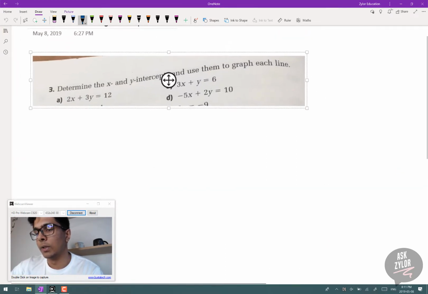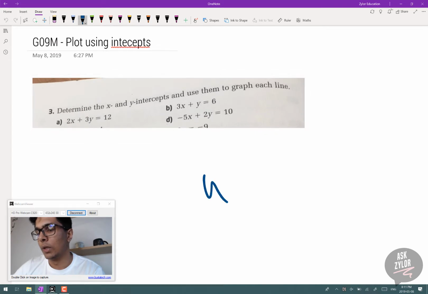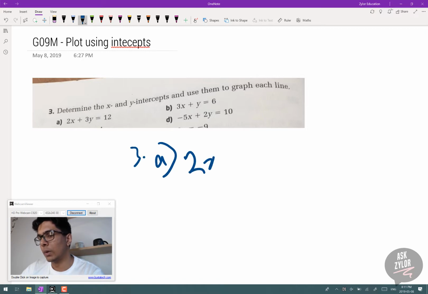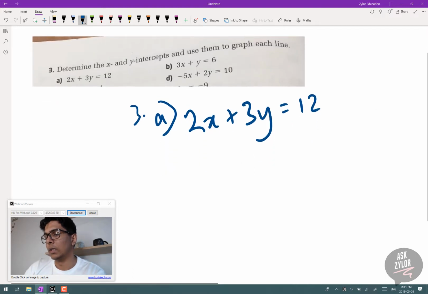So this is very similar to what we did before, but in this case we're dealing with plotting using intercepts instead of the slope y-intercept. So we're asked to find the x and y intercept of these functions. I'm just going to do 3a. So it's 2x plus 3y is equal to 12. So I need to find the x-intercept and the y-intercept.